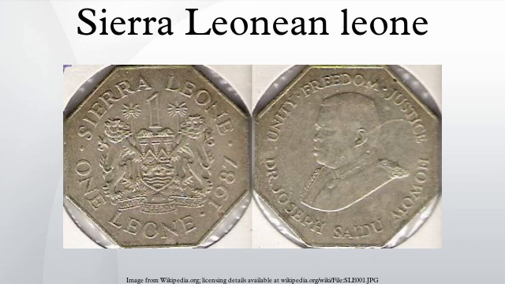The Leone is the currency of Sierra Leone. It is subdivided into 100 cents. The ISO 4217 code is SLL and the Leone is abbreviated as LE, placed before the amount. Exchange rate. History. The Leone was introduced on August 4, 1964.